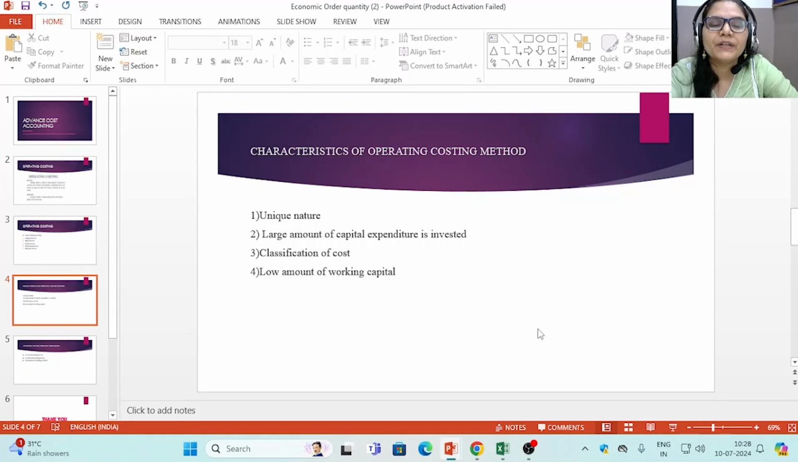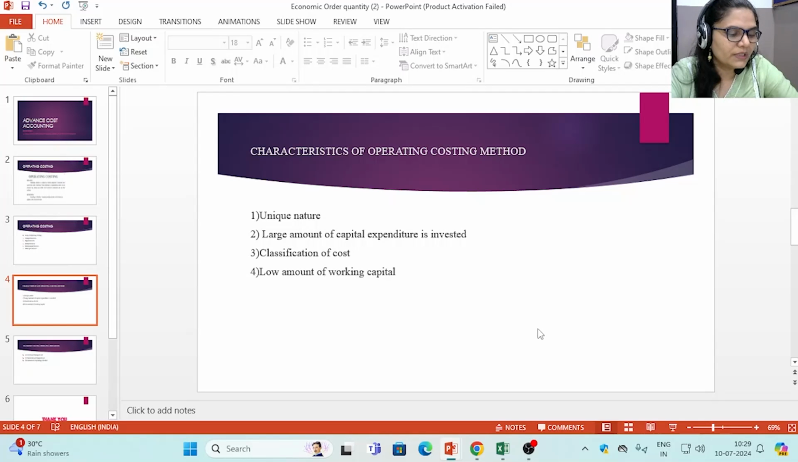Large amount of capital expenditure is invested. A large amount of capital expenditure is invested in capital assets of the undertaking depending upon the nature of the business, that is, trucks, buses, wagons, equipment, buildings, railway engines, ships, etc. These are the large services where a large amount of capital expenditure is invested in case of services. Classification of cost.